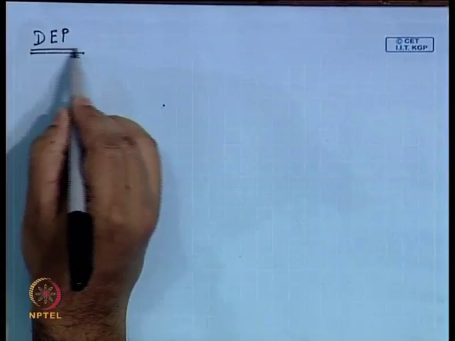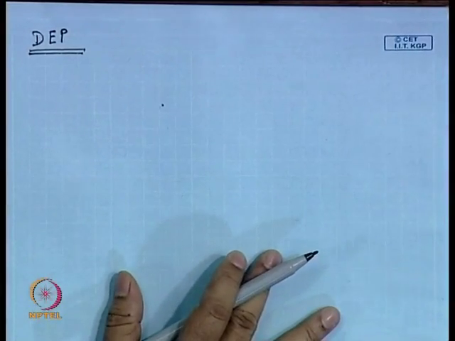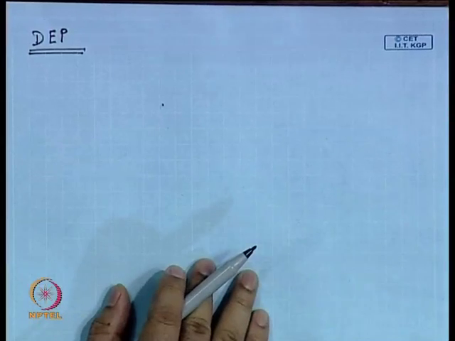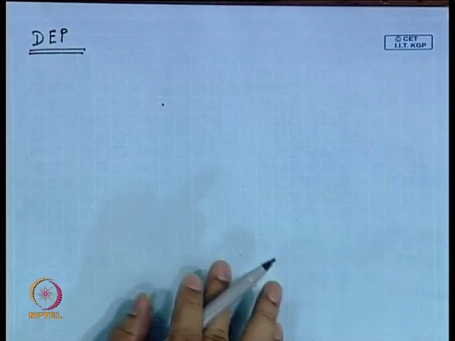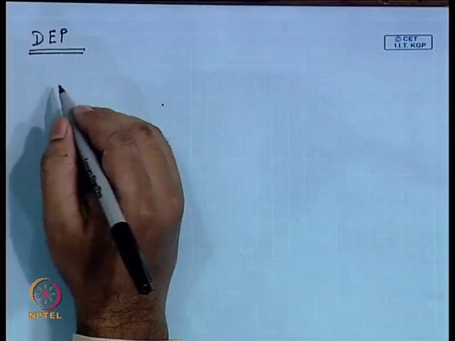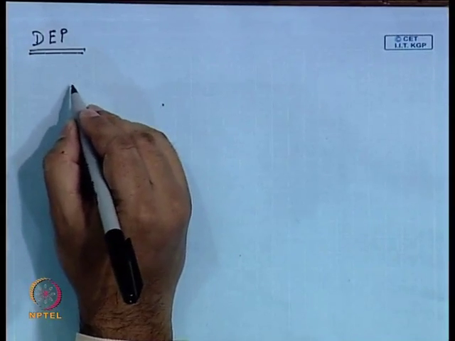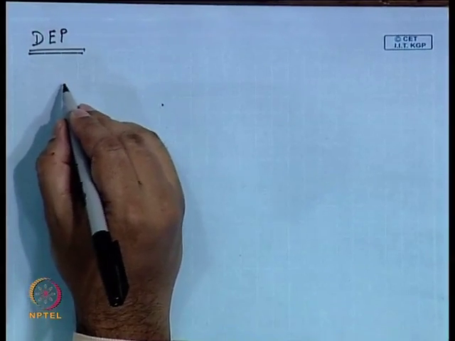Now before we get into DEP, I would revisit something. I keep writing this. I have written it at least two or three times before, but there is no harm in writing it once again. I write the Navier-Stokes equation once again.